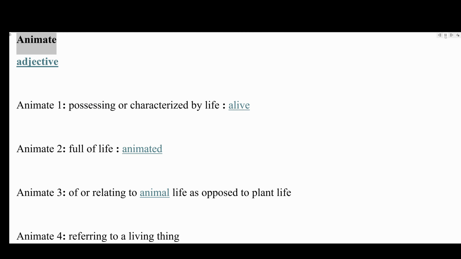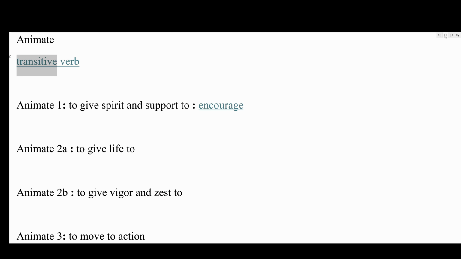Animate. Adjective. Animate 1, possessing or characterized by life, alive. Animate 2, full of life, animated. Animate 3, of or relating to animal life as opposed to plant life. Animate 4, referring to a living thing. Animate. Transitive verb. Animate 1, to give spirit and support to, encourage. Animate 2a, to give life to.